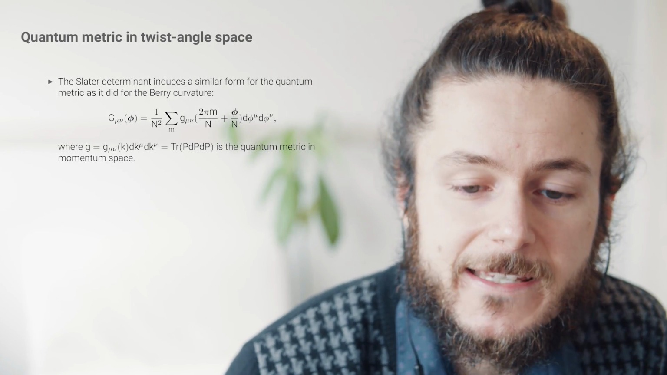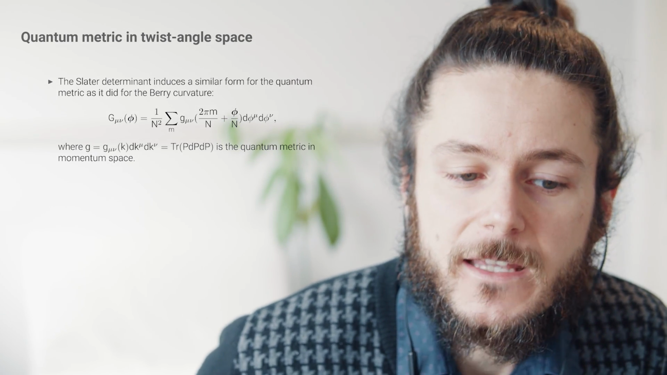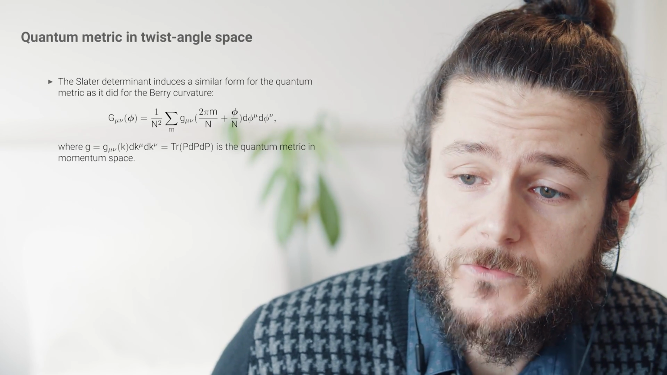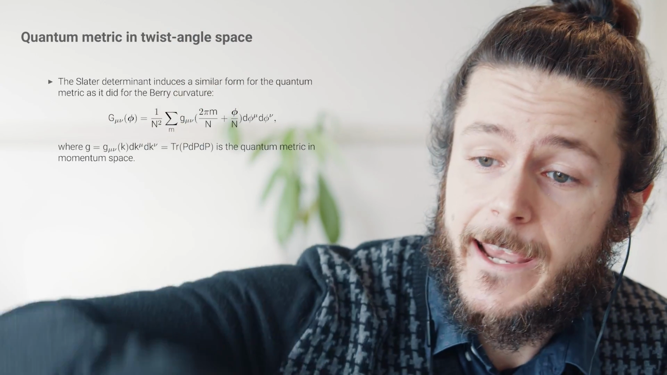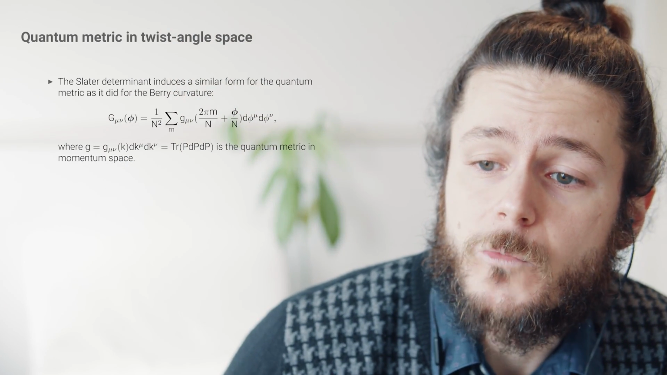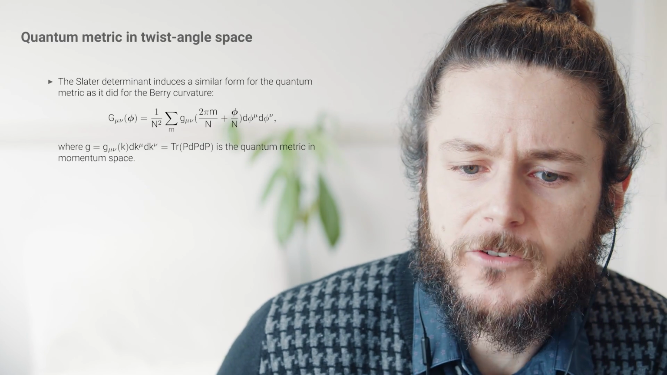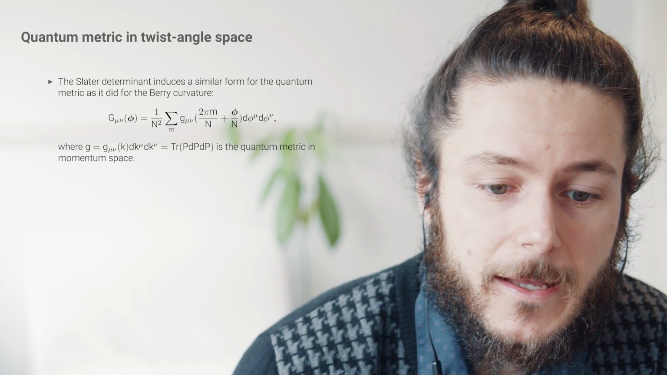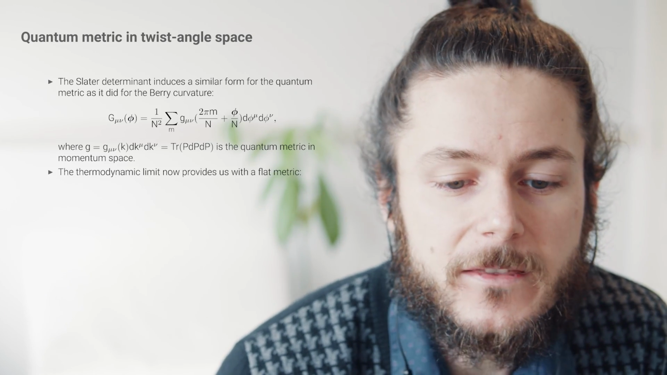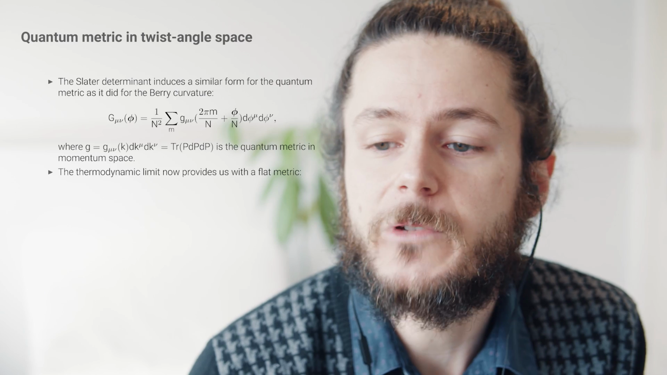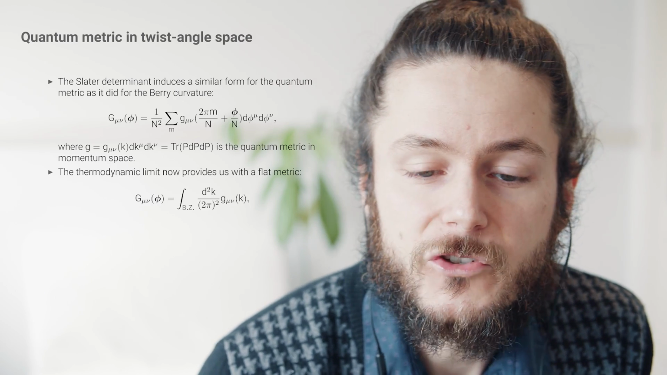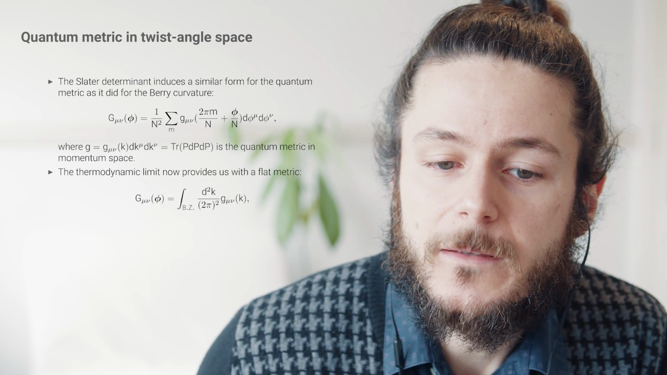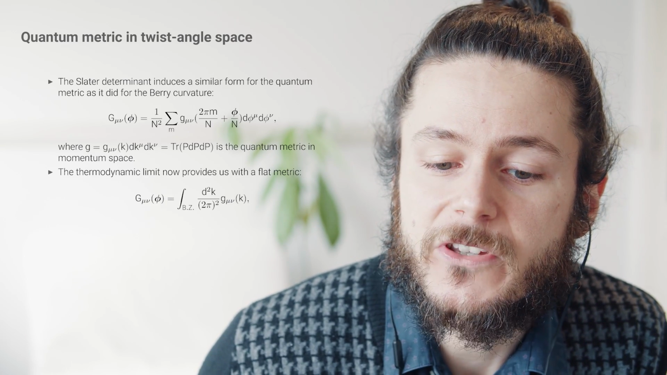Here G is given by this trace formula. It is the quantum metric in momentum space. Of course, this trace accounts for the fact that the vector bundle has a rank different from 1. Essentially, this is a formula for a metric in a Grassmannian. The pullback. The thermodynamic limit now provides us with a flat metric, because now the components g mu nu of phi will be given by this integral, because this becomes a Riemann sum for this integral here.